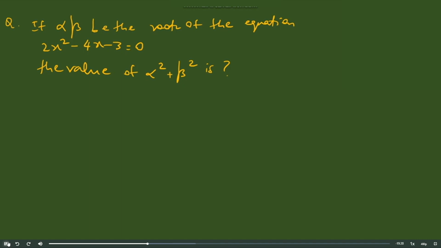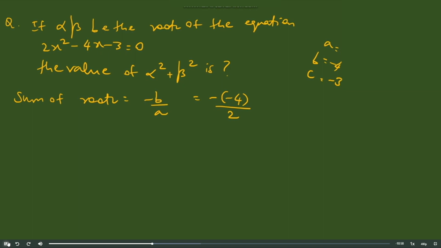Let's find out first the sum of the roots. Sum of roots is equal to minus b by a. See, a is 2, b is minus 4, c is minus 3. Minus of minus 4 by 2, which is equal to 2. Then product of roots. Product of the roots is c by a.